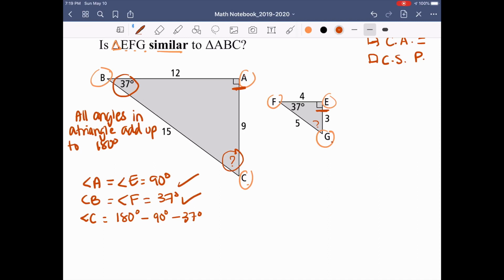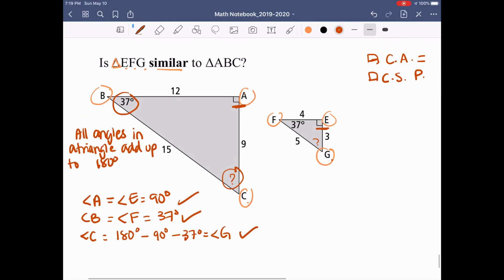And would that be the same thing for angle G? It would, which means that they are equal to each other, whatever the angle is. So our corresponding angles are equal. That checks out. Now let's check if our corresponding sides are proportional.